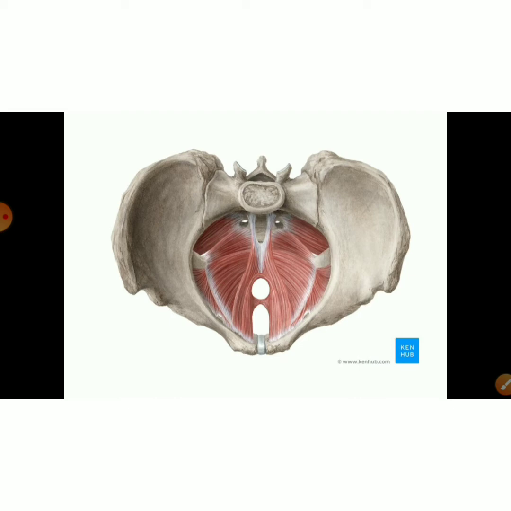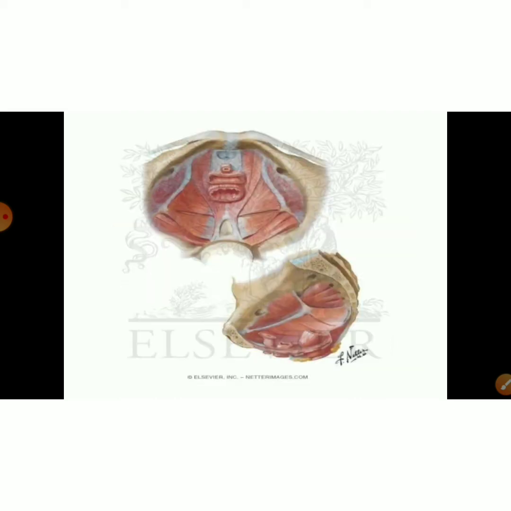Then there is pubovesicalis in males and pubovaginalis in females. Okay, so these are the most anterior muscle fibers of the pubococcygeus. So as you know, this is the urethra, this is the vagina.